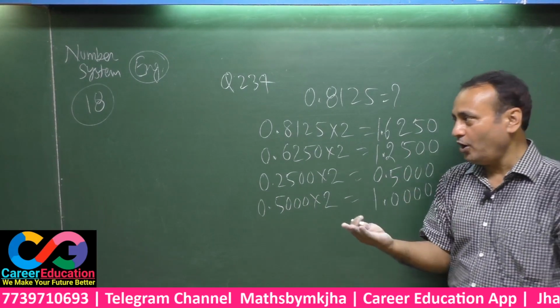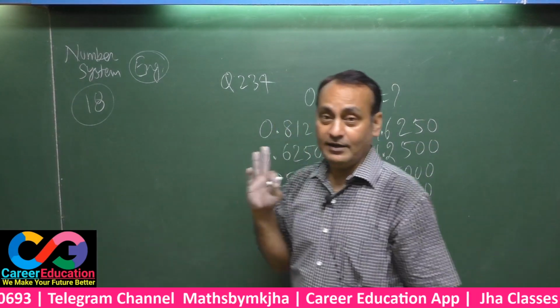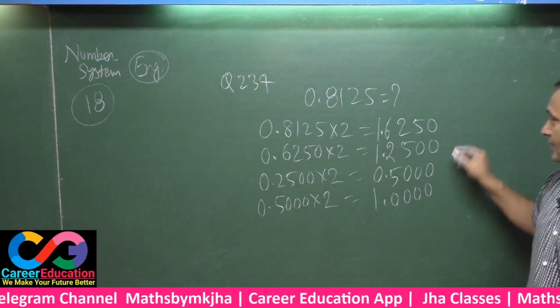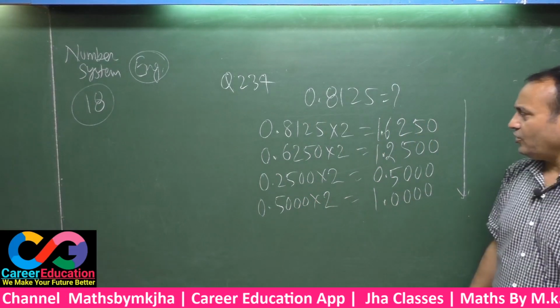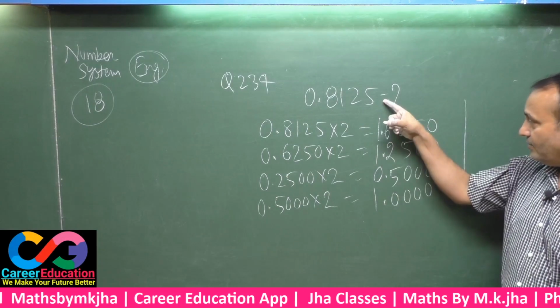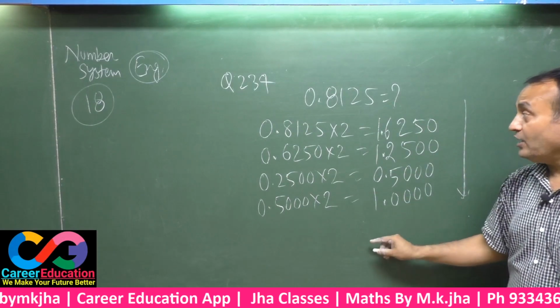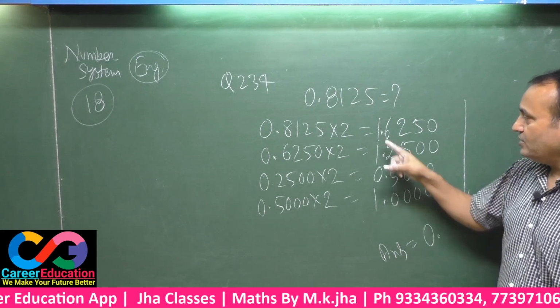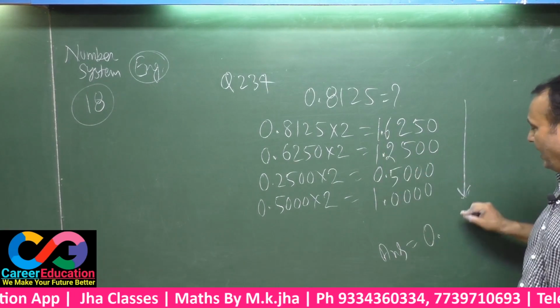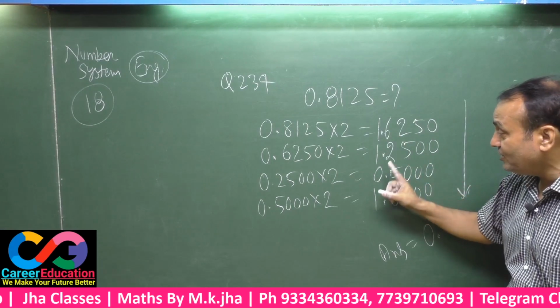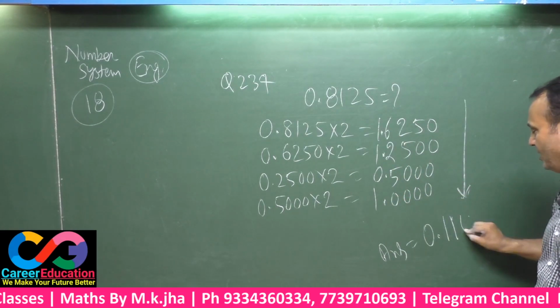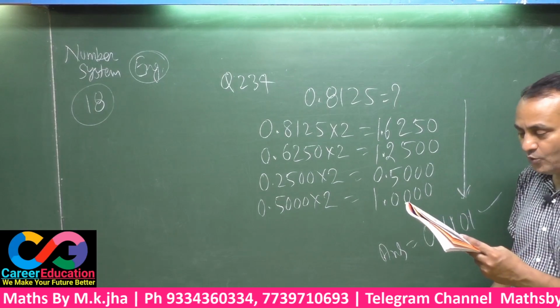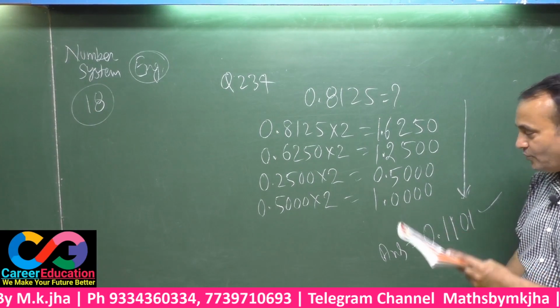How will you write the answer? Listen to me carefully. Now you have to take all the digits from top to bottom. That means your answer is like this. Firstly 0, then the arrow has given 1, 1, 0, 1. This is your answer. 1, 1, 0, 1. This must be the right answer: 0.1101. Note down.